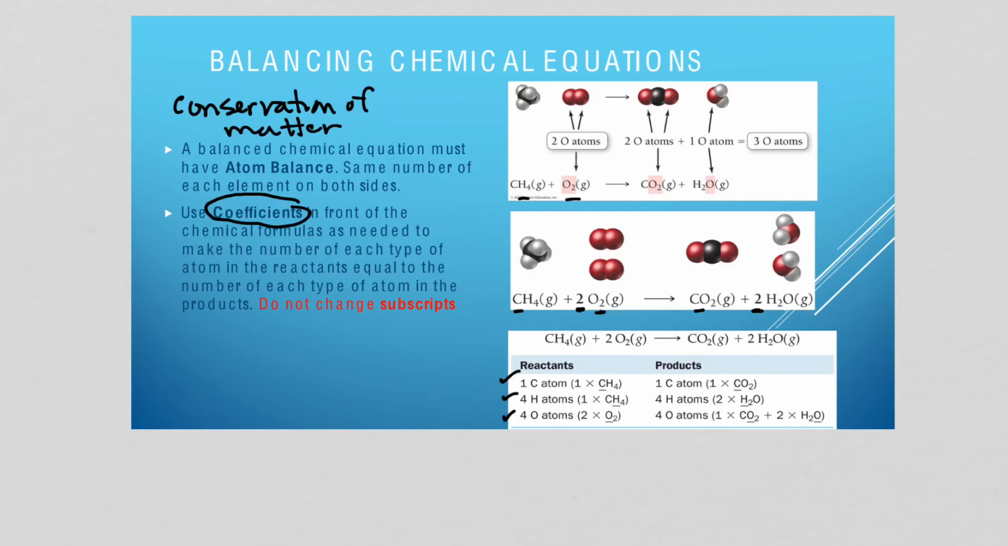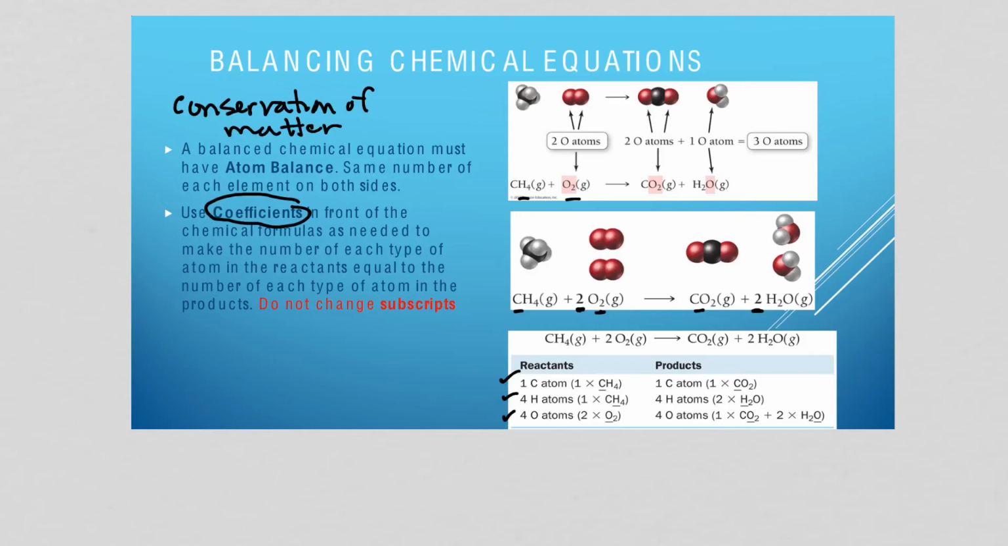And our balanced chemical reaction is 1 CH4 reacts with 2 O2s to give 1 CO2 and 2 waters. And that's our balanced chemical equation.